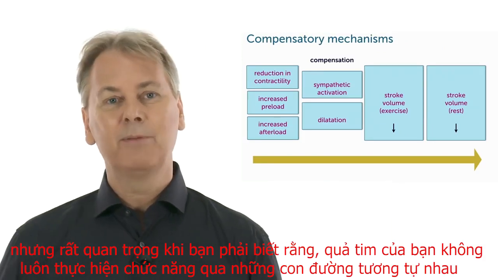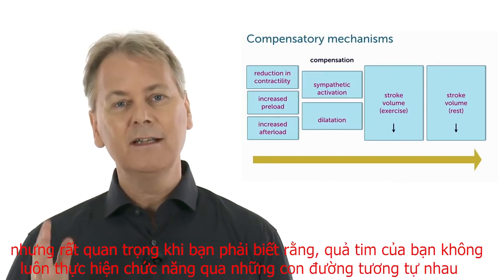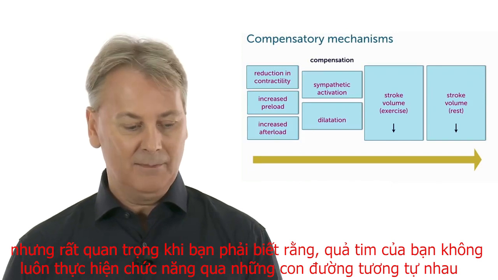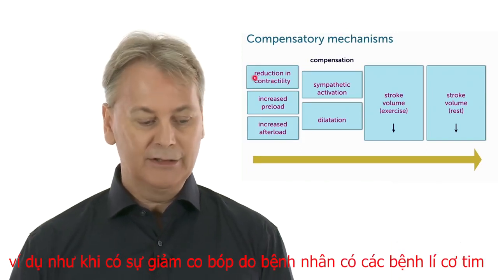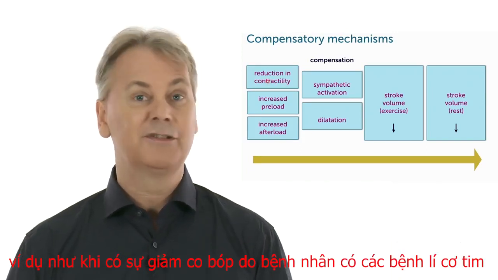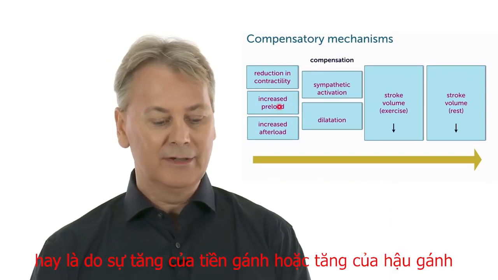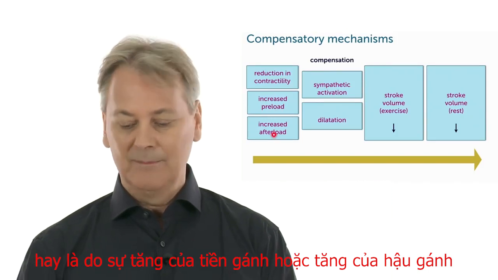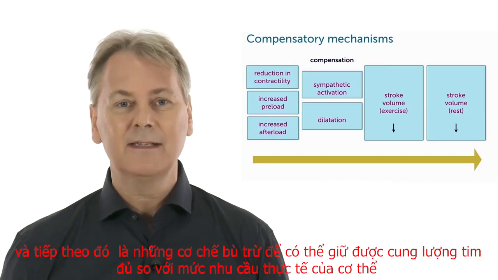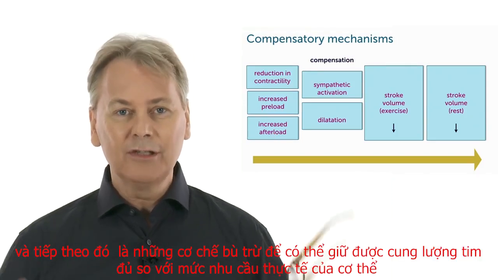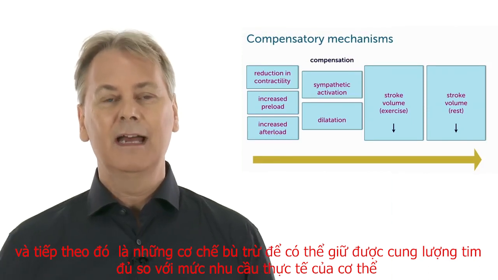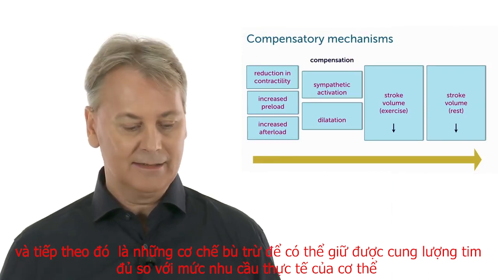But it's very important to understand that the heart doesn't always function the same way. And if there's, for example, a reduction in the contractility because the patient has cardiomyopathy, or because the preload is increased or the afterload is increased, then there are a number of compensatory mechanisms we can still try to keep the cardiac output at the level that the body actually needs.